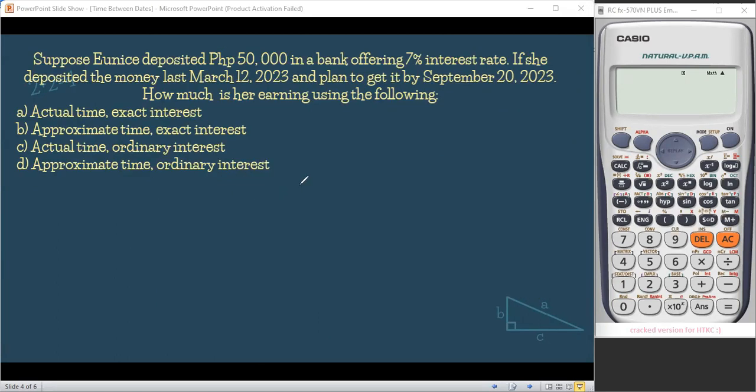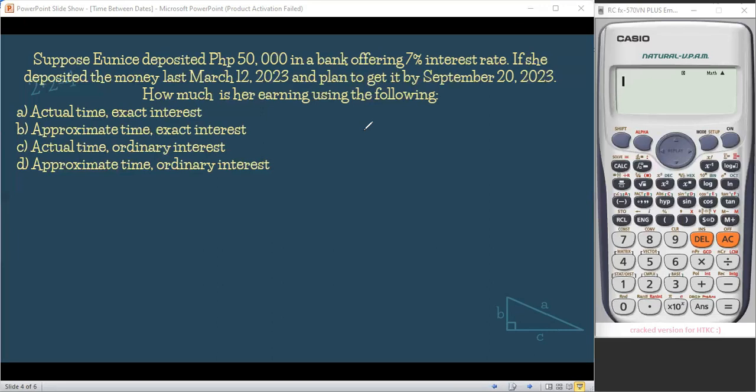Suppose Eunice deposited 50,000 pesos in a bank offering 7% interest rate. If she deposited the money last March 12, 2023 and planned to get it by September 20, 2023, how much is her earning using the following? So letter A, actual time, exact interest. B, approximate time, exact interest. C, actual time, ordinary interest. And letter D, approximate time, ordinary interest.